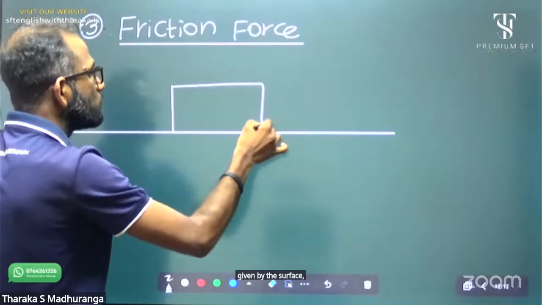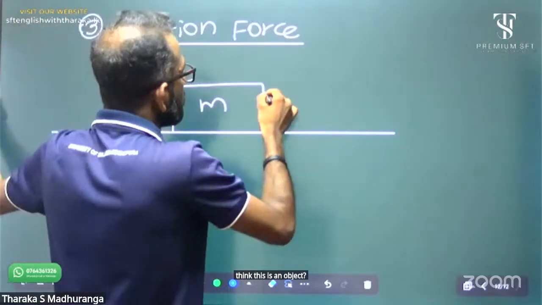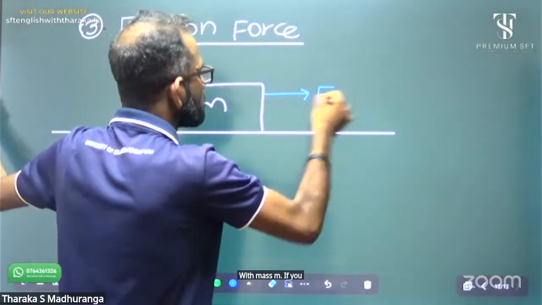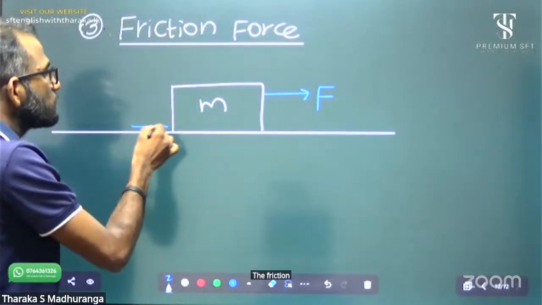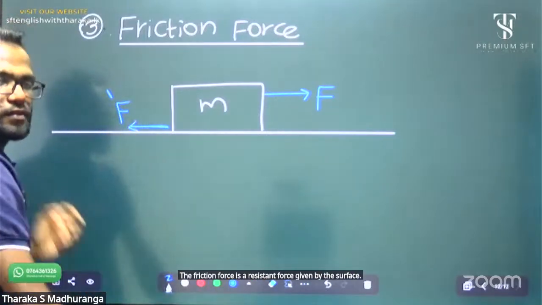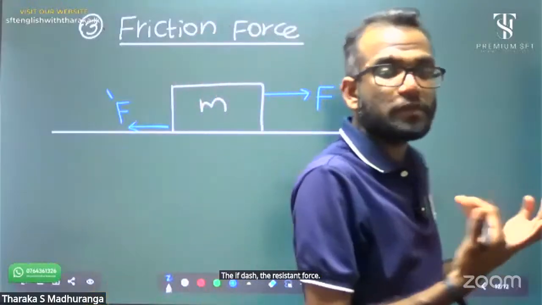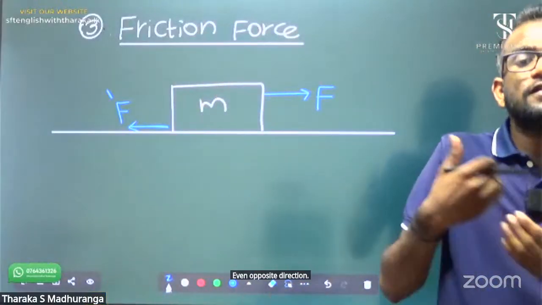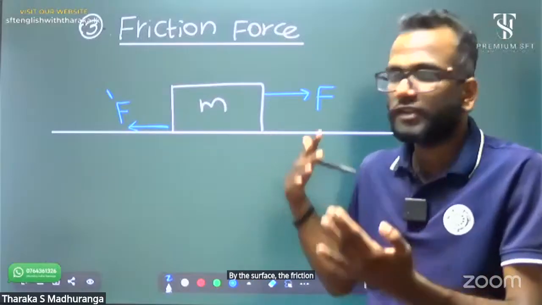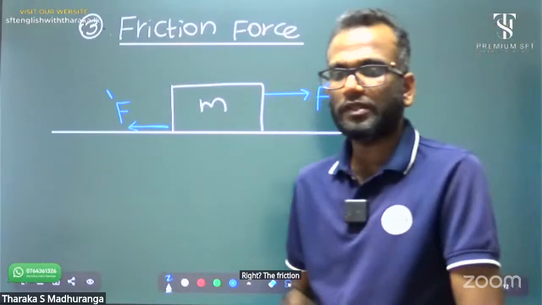Think this is an object with mass m. If you apply an external force F, the friction force is a resistant force given by the surface. The F dash, the resistant force, is given in the opposite direction by the surface. The friction force is always given by the surface.